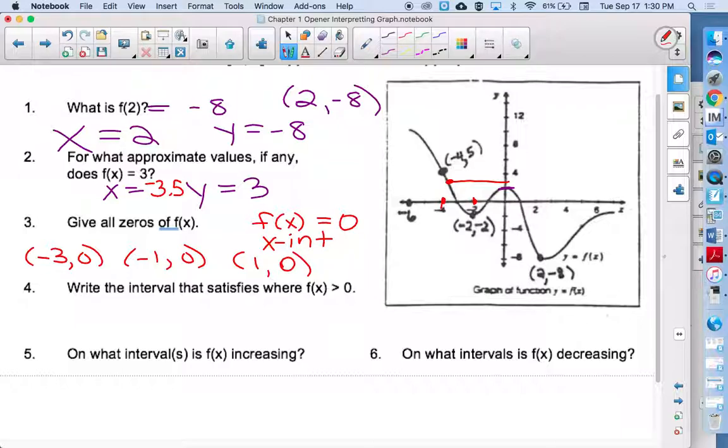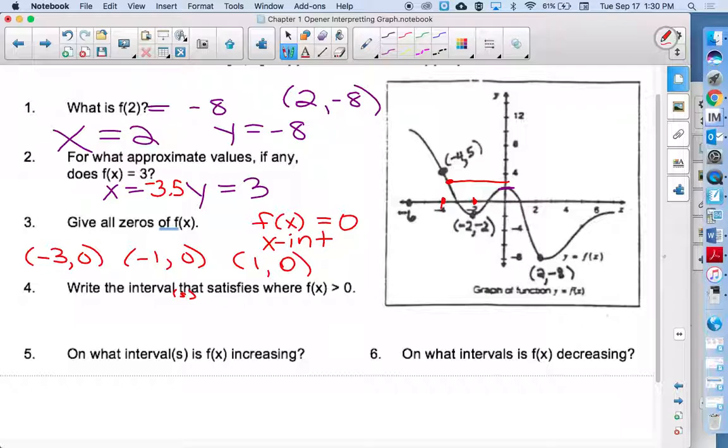And for number 4, really I should have had that little extra s because there's intervals that satisfy this, not 1. So write the interval, or intervals, that satisfy where f of x is greater than 0. What is that asking you to find? Connor. Where the graph increases and decreases. So what do you mean when the graph increases or decreases? Find the section of the graph that decreases and then the section that increases.